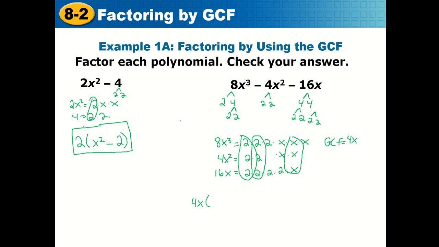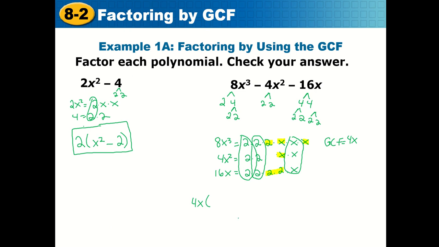So if I'm taking a 4x out of here, what am I left with? Well, I'm left with 2. Actually, I'm going to go to the highlighter so you can really see. Okay, so I'm left with a 2 and an x and an x. And here with 4x squared, I'm just left with an x. And with 16x, I'm left with 2 times 2.